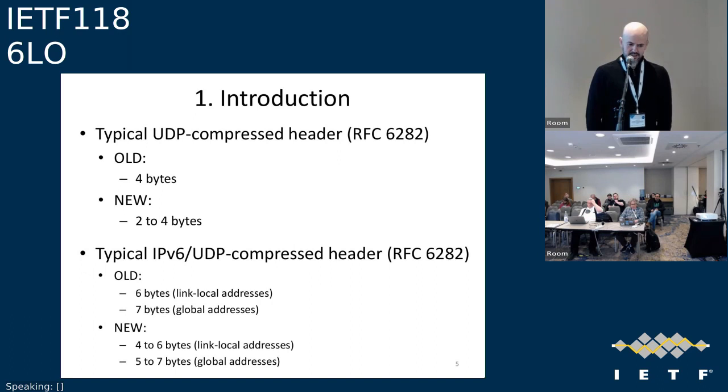And in consequence, we also mention that the typical IPv6 UDP compressed header size with RFC 6282 can be down to 6 bytes with link local addresses. This was in the previous version. Now we say from 4 to 6 bytes. And for global addresses, it could be down to 7 bytes, although now we have updated that to say 5 to 7 bytes. Any comments?